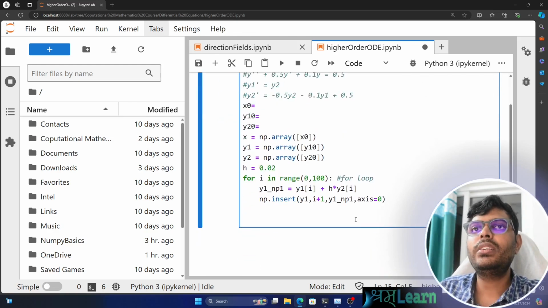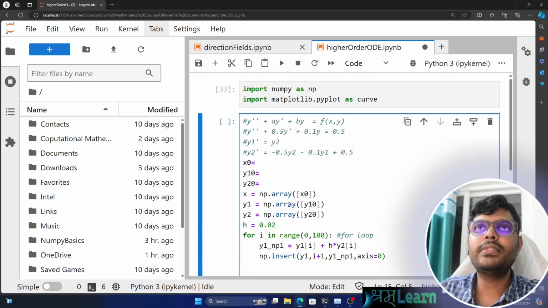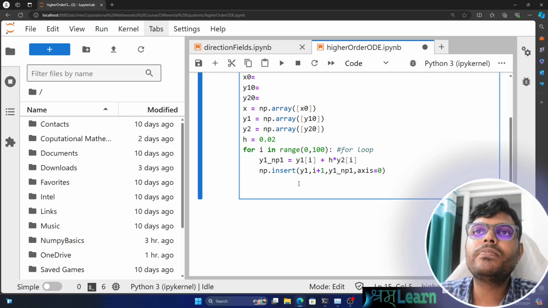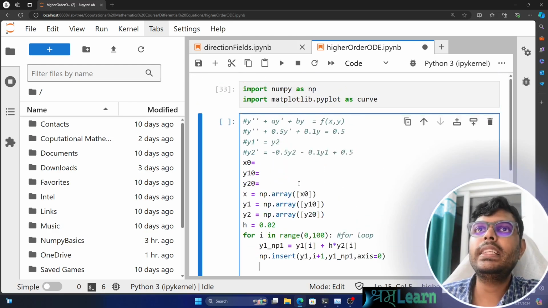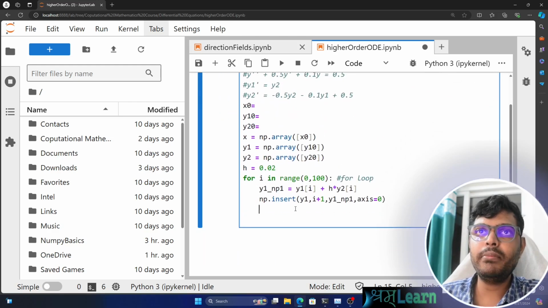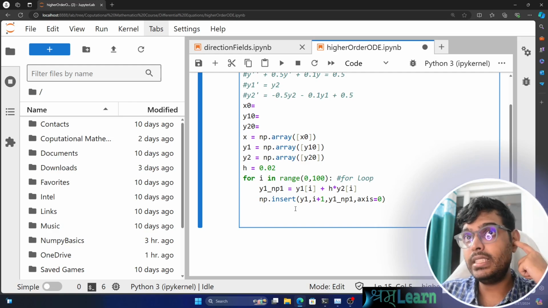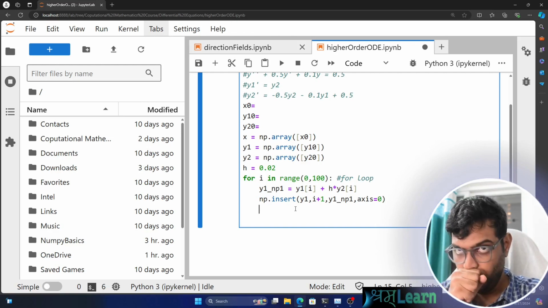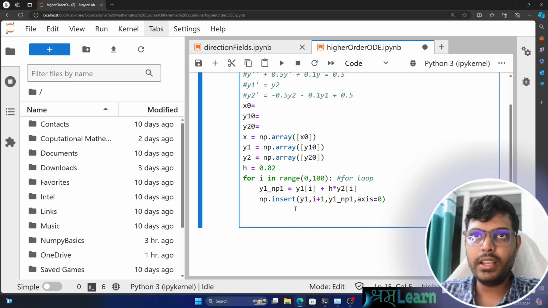So for numpy I will have a different series of lectures. Anyways, okay. So you can also understand numpy by the documentation. That is not very difficult, but okay, I will also make a video on the basics of numpy. So np.insert, done. It was not difficult at all.